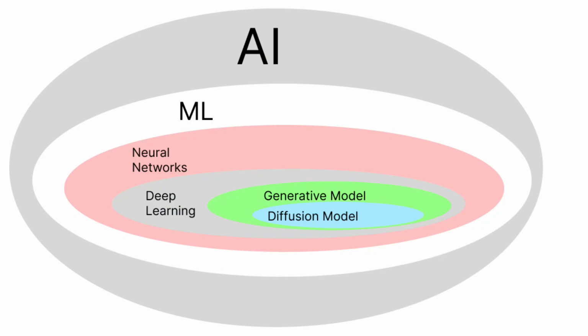Another difference between diffusion models and other neural networks is that diffusion models are generative. This means that diffusion models can be used to generate new data. Other neural networks are not generative. This means that other neural networks can only be used to make predictions about data.